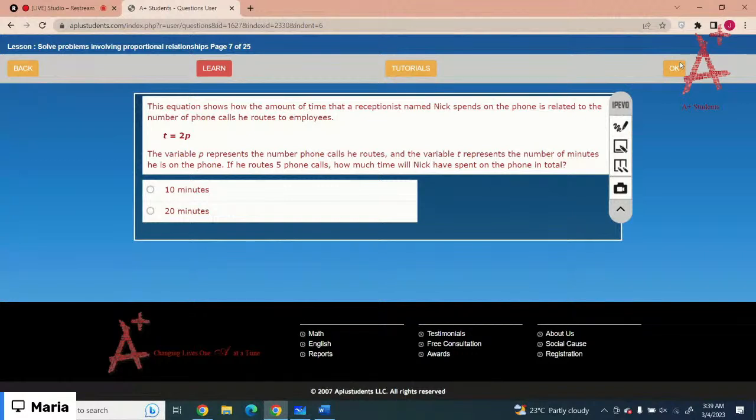So the total number of phone calls he routes is 5. You need to replace the variable p with 5. So it will be 2 times 5, which is 10 minutes. Got it? That means if he routes 5 phone calls, then the time he spent on the phone is 10 minutes. Got it? So the correct option is 10. So just select the correct option and click on the OK button.